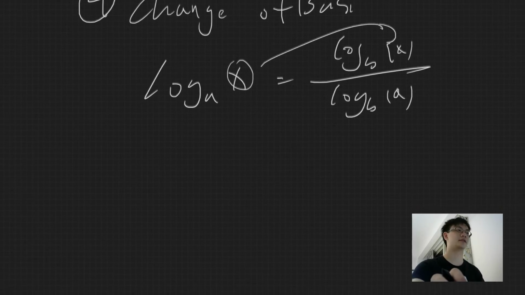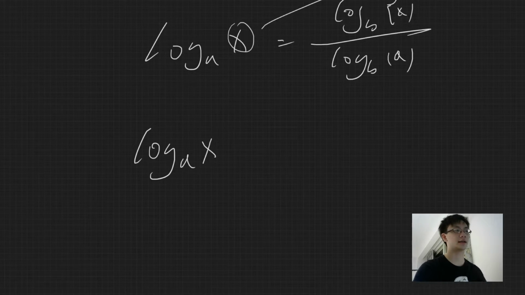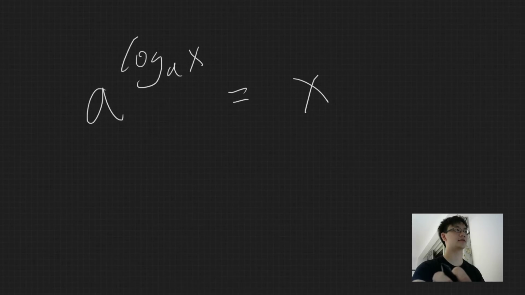This is actually a very instructive proof. So let's look at this a little bit. If we have, let's just start with log base a of x, right? Log base a of x means that a to the power, a to the power of this equals to what? x, right? A to the power of that equals x.